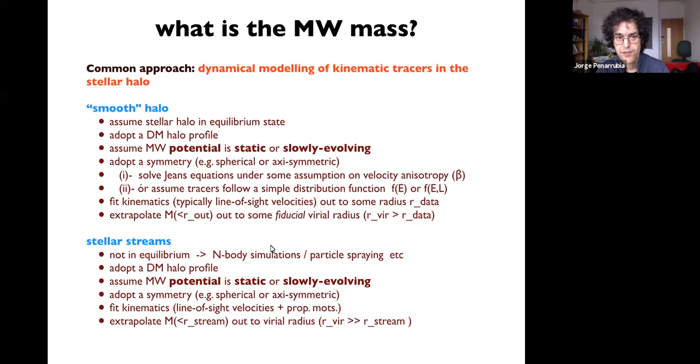And again, because these streams tend to live in the inner regions of the Milky Way, the radius where you measure the mass is much smaller than the virial radius. And that means that you have to extrapolate what you find at small distances out to the outskirts of the galaxy in order to measure the total mass of our galaxy. So these extrapolations are always there, and they are, as you can imagine, quite dangerous.